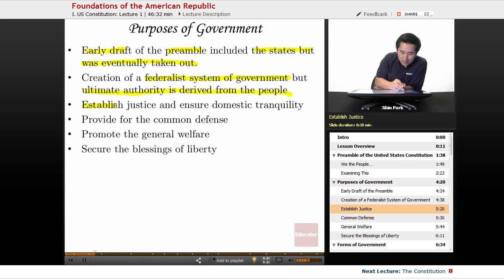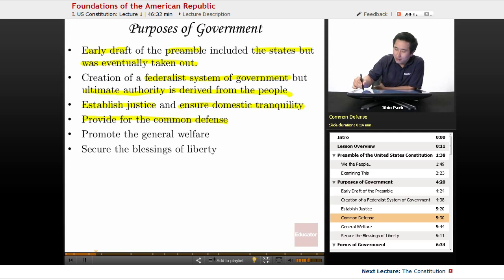So again, the idea of establishing justice and ensuring domestic tranquility, it's a matter of debate as to what that actually entails. Provide for the common defense. And again, another thing that a lot of people argue, what is the common defense? What are we actually protecting? That's a matter of hot debate in different contexts.